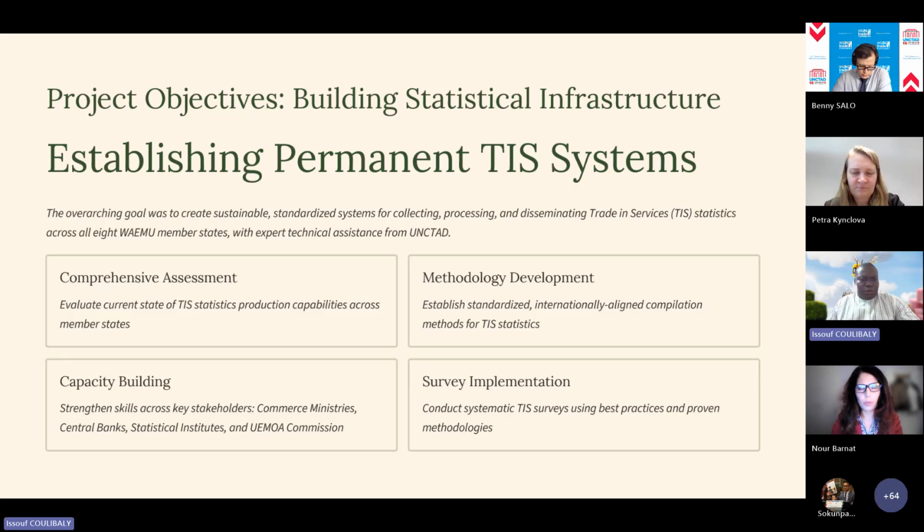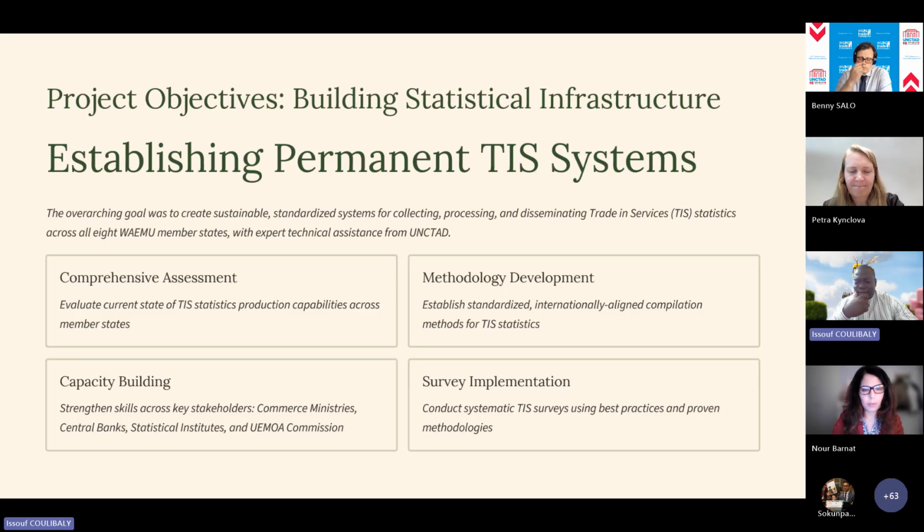The overarching goal was to create a sustainable, standardized system for collecting, processing and disseminating trade in services statistics across all UEMOA member states with expert technical assistance from UNCTAD. First, a comprehensive assessment to evaluate the current state of trade in services statistics production capabilities across member states.